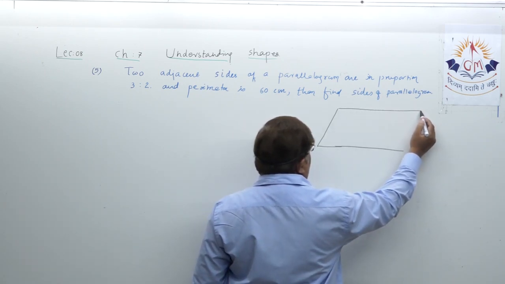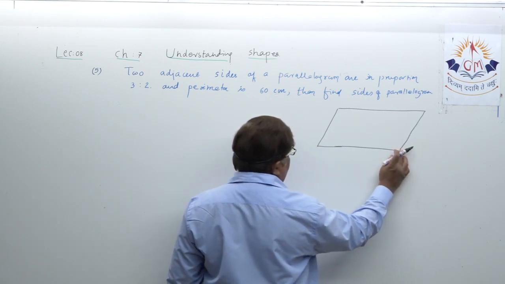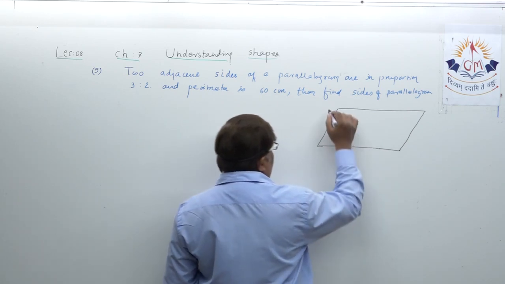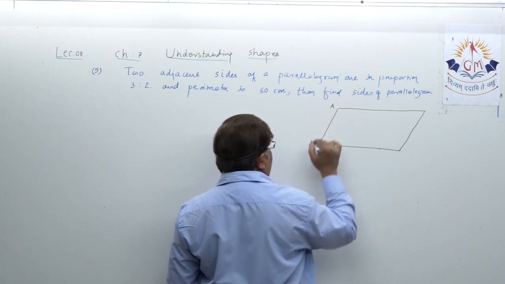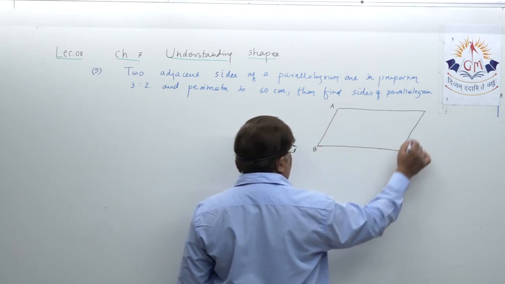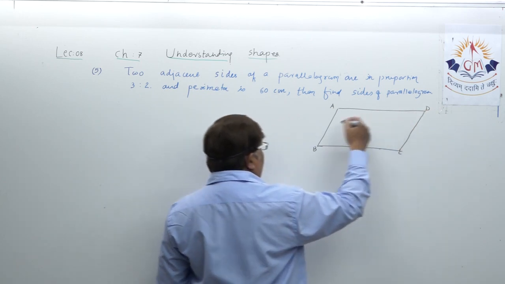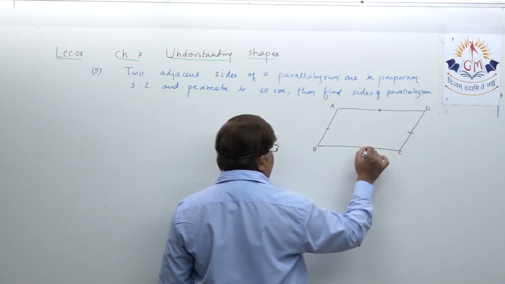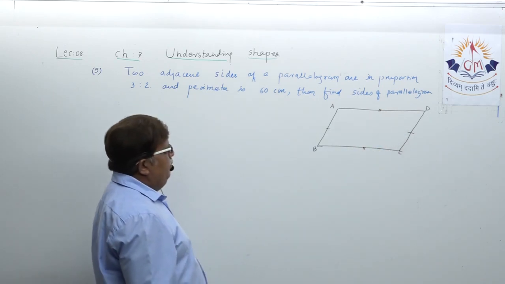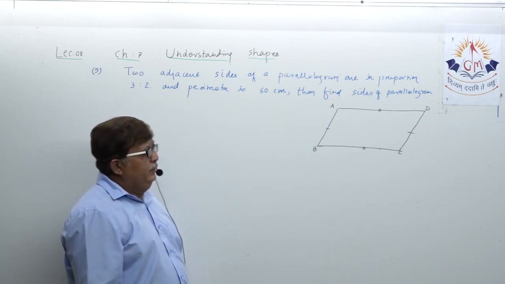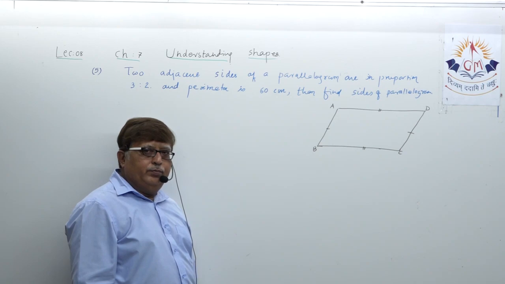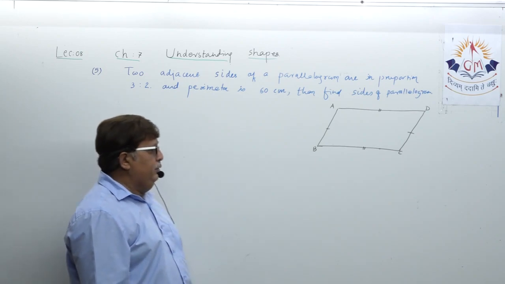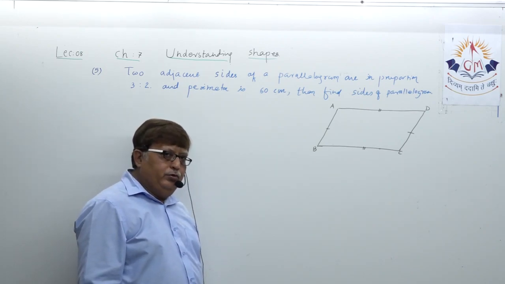Okay, parallelogram ABCD. Let us name this. Okay, let me name this way, parallelogram ABCD. Opposite sides are equal, that you know, dear student, very well. But here, what is given? That adjacent sides of parallelogram are in proportion 3 is to 2.